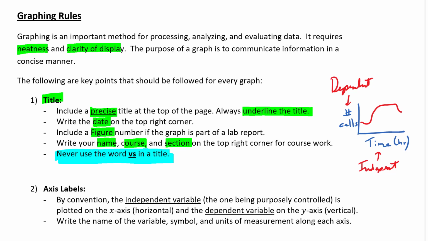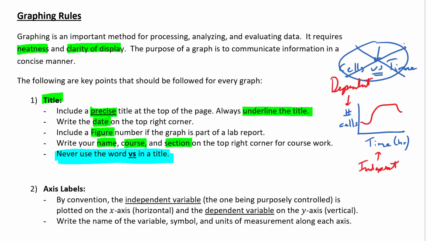When you're writing a title for this, don't write "cells versus time." As an instructor, I hate that. Why do I hate that? Because it doesn't bring anything extra to this graph. I can see it's cells versus time if I just look at the axes. So writing cells versus time doesn't tell me anything extra. So don't use "versus" ever in your title.